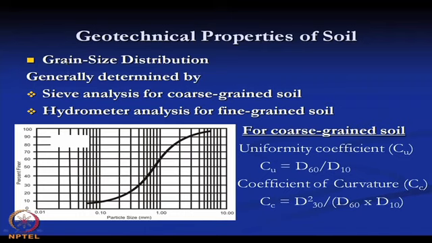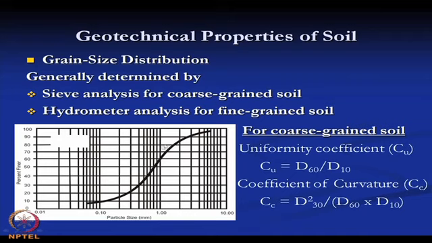First, an important property is the grain size distribution. Grain size distribution is generally determined by sieve analysis for coarse grain soil and by hydrometer analysis for fine grain soil.